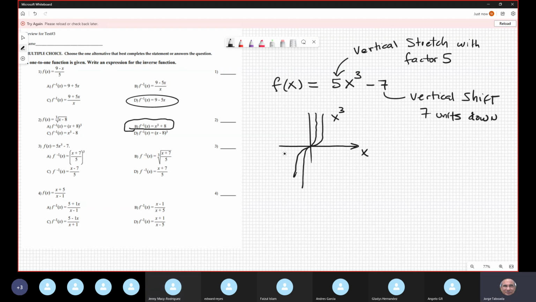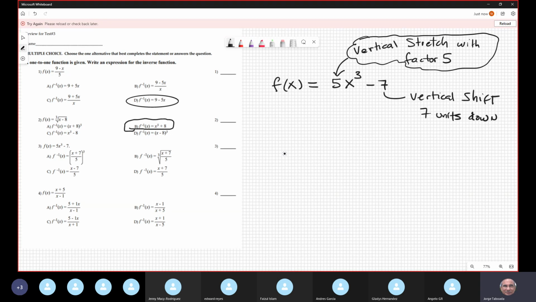Do you understand very well the vertical shift and the factor 5? What is the effect on the curve? Honestly, do you understand or no? Yes or no? Help me. Yes, I understand. Okay, so my next question is, is this function one-to-one or no? When you apply the horizontal line test, pass or fail? Pass. It's obvious, right?